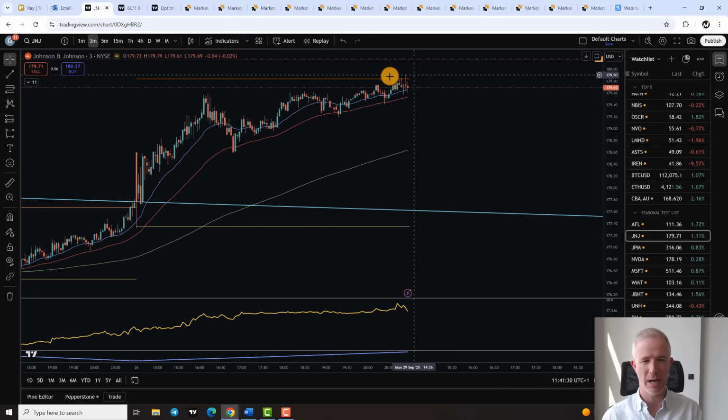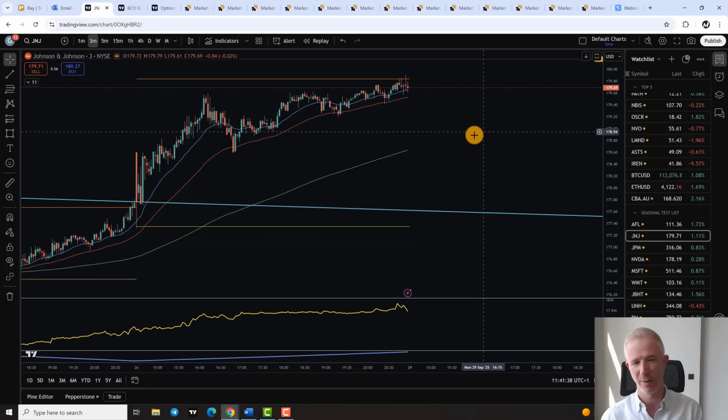But if we come back below that high, Friday's high, and start to actually see weakness and back inside Friday's range, that's a possibility. We could see it sit in there for a couple of days and then give us a different opportunity.